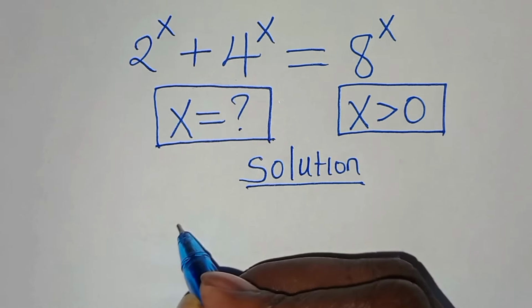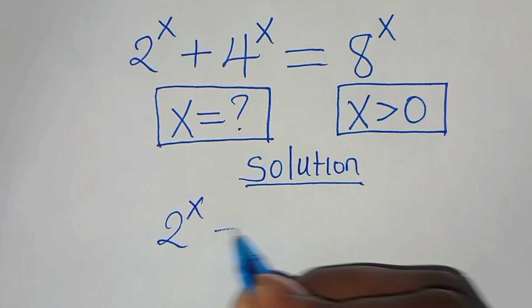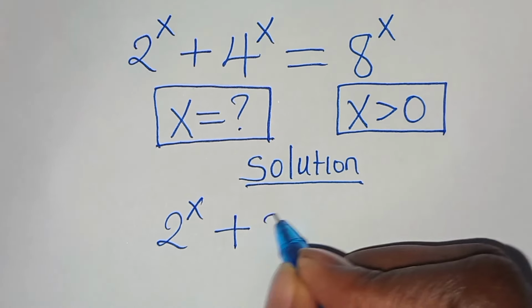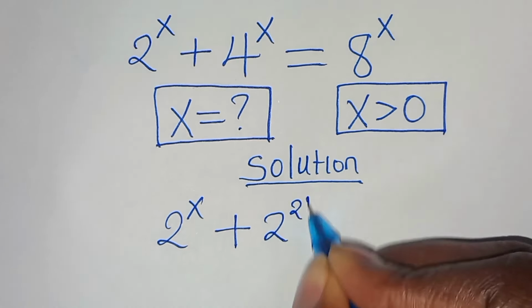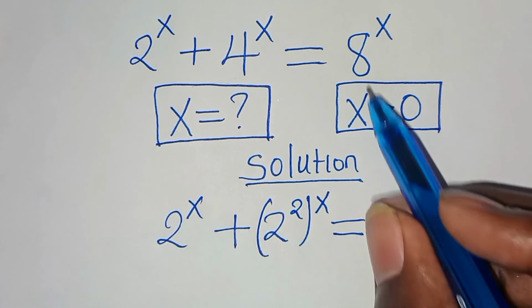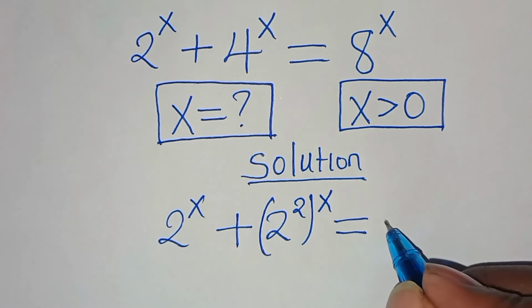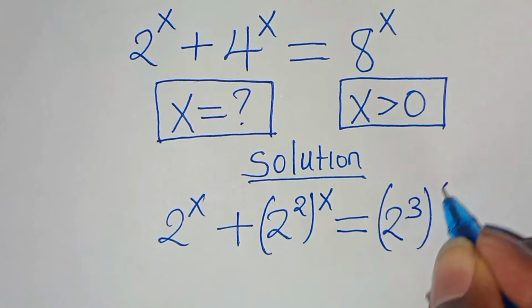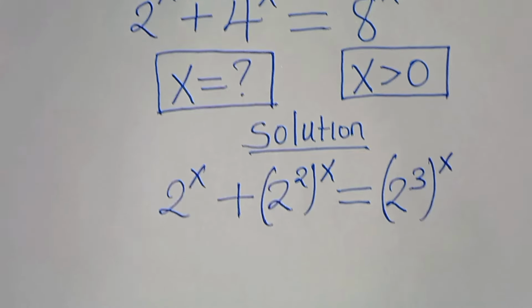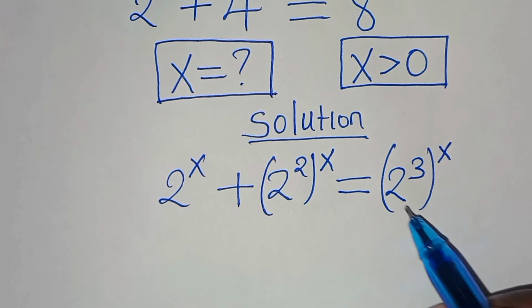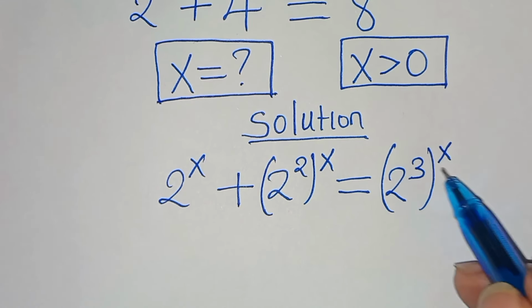Now we have 2 to the power of x plus 4 to the power of x. We can express this as 2 to the power of 2 raised to the power of x. This is equal to 8 to the power of x. We can express 8 as 2 to the power of 3, then raised to the power of x. The next step from here, 2 to the power of 2 raised to the power of x and 2 to the power of 3 raised to the power of x.